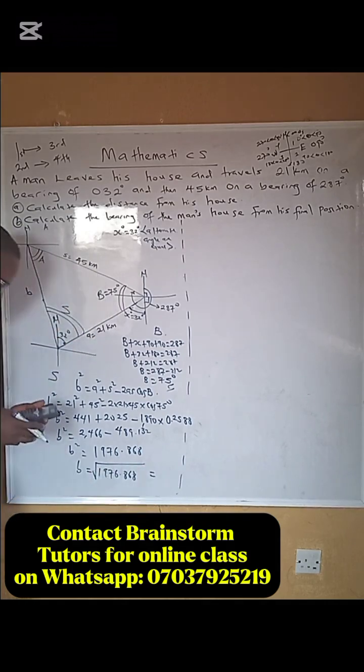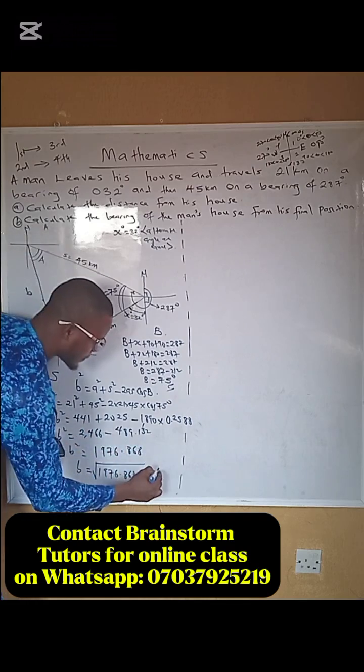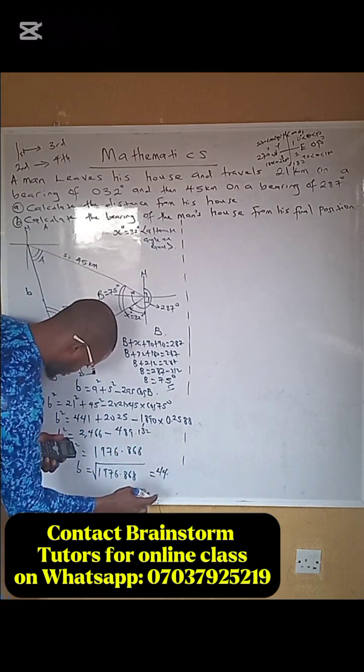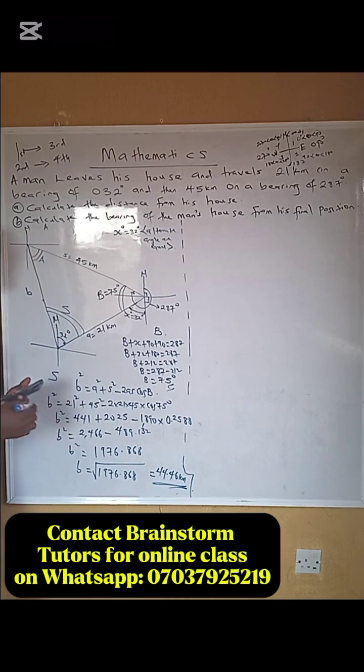So now, when the square goes to the other side, we take the square root of 1976.868. Then, what's the square root of that? We have 44.46 kilometers. So let me just leave it to two decimal places like that. So the distance here is 44.46 kilometers. So that's all about that. We have been able to get the distance of the man from his starting point. That is my a. I've solved for my a.